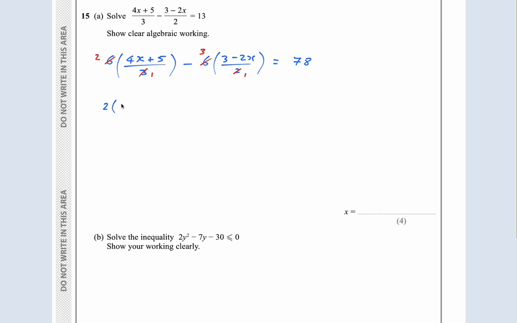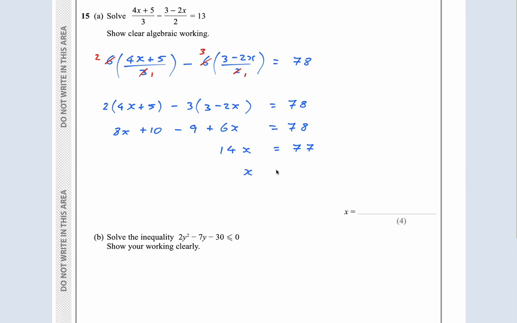So it's 2 times 4x plus 5 minus 3 times 3 minus 2x equals 78. Multiply out, 2 times 4x is 8x plus 10 minus 9, minus 3 times minus 2x is plus, be careful, 6x is equal to 78. Add the x's, 14x. 10 minus 9 is 1, so I'm going to do 78 minus 1, which is 77.